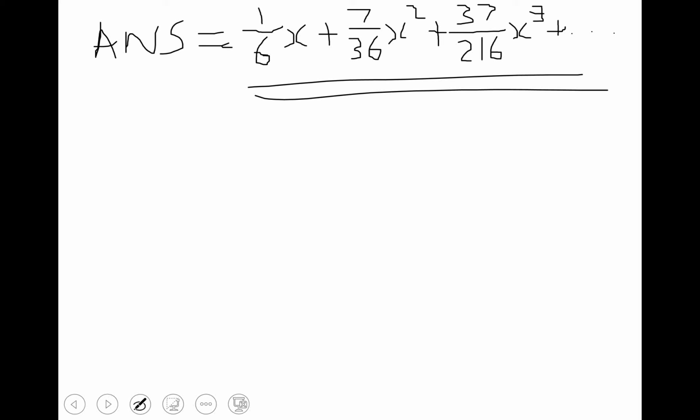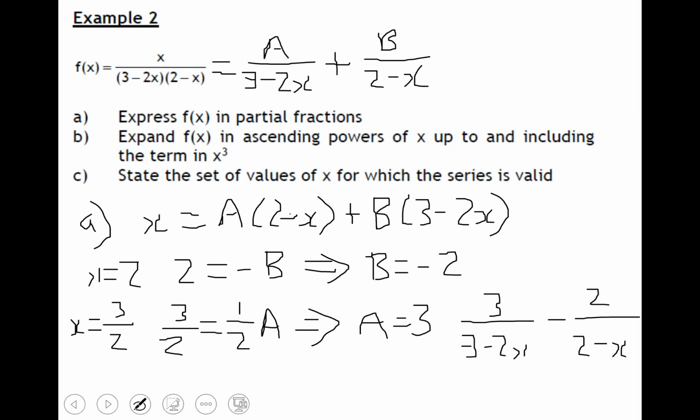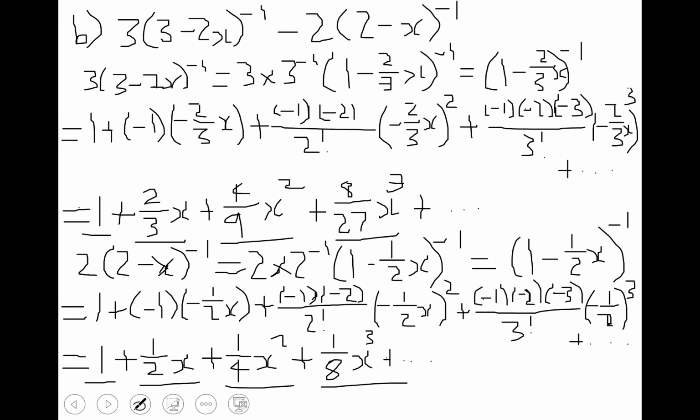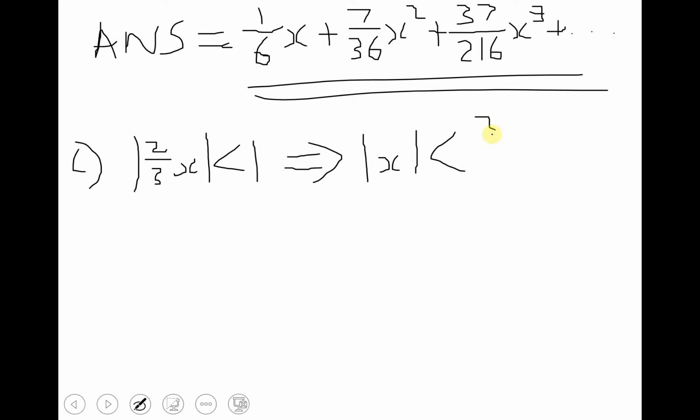Now of course in other cases we might have to add the term, so don't just assume it works exactly the same way each time. Now part C asked us to state the values of x for which the series is valid. Now we did 2 expansions, one of them (1 minus 2/3 x) to the minus 1, so the modulus of 2/3 x has to be less than 1, which gives us that the modulus of x is less than 3/2.